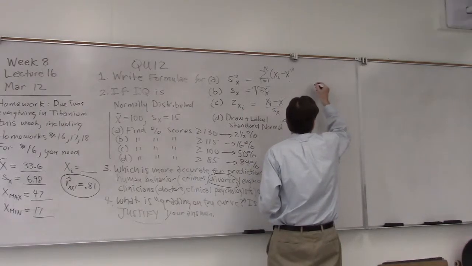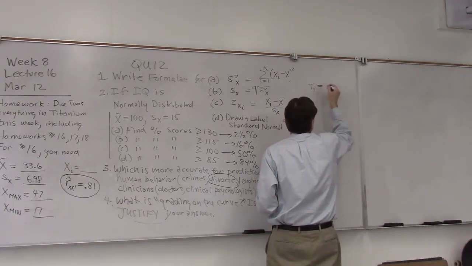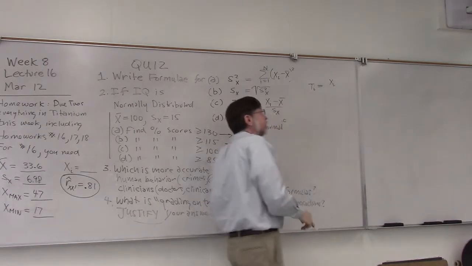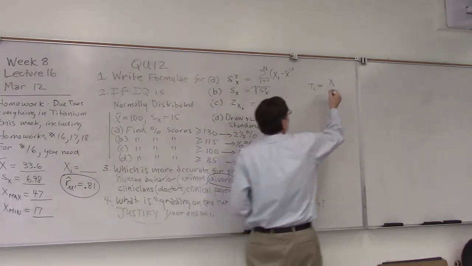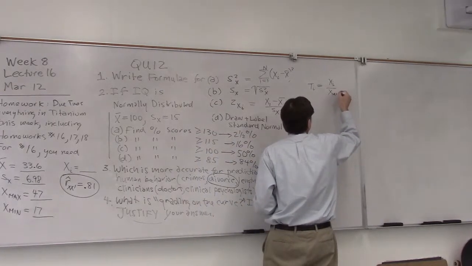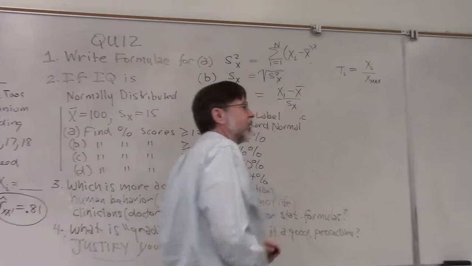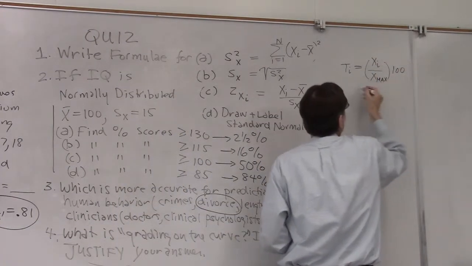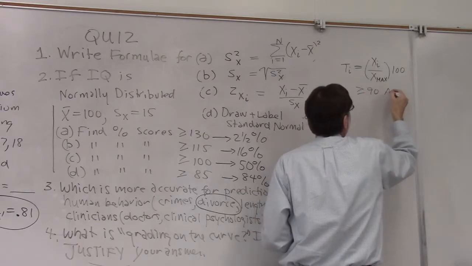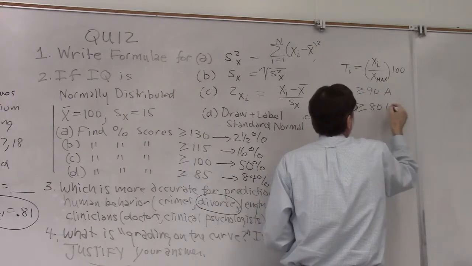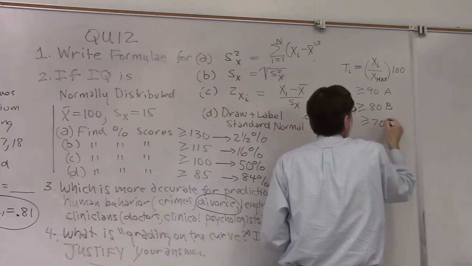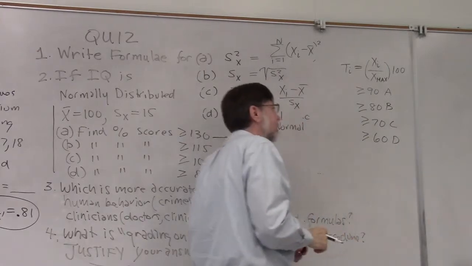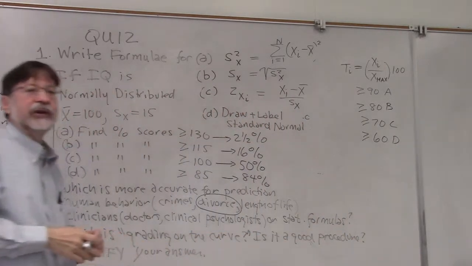And the way to do this is you transform each person's score by setting T equal to the person's score. So you take a person's score on a test, and you divide it by X max, and that tells you what percentage of the highest score it is. And then you multiply that by 100, and if it's greater than or equal to 90, you call that an A, and if it's greater than or equal to 80, you call that a B, greater than or equal to 70, you call that a C, greater than or equal to 60, you call that a D. Otherwise, it's an F.